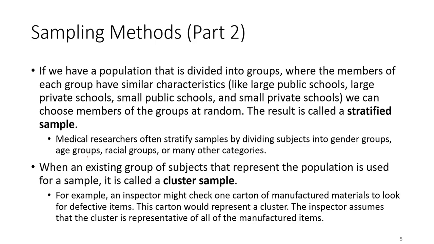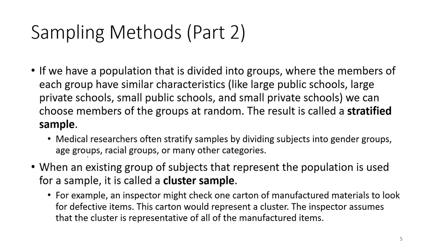So we go to a bunch of large public schools and choose a sample at random, go to large private schools, choose a sample at random, small public schools, and small private schools, and we just take samples from all of them. Medical researchers often stratify samples by dividing subjects into gender groups, age groups, racial groups, or many other different categories. They'll divide them into those groups, and then they randomly select from those groups.